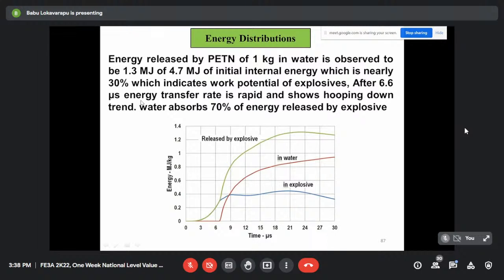After 6.6 microseconds, the energy transfer rate is rapid and shows a whooping down trend. Water absorbs 70% of the energy released by the explosive. Therefore, 30% is the potential of explosives, and the remaining 70% energy is absorbed by the water. That is the sharing. So this is released by the explosion, out of which this is in the explosive and this is in water. This is the total. That's how the energy released is shared for PETN of 1 kg.